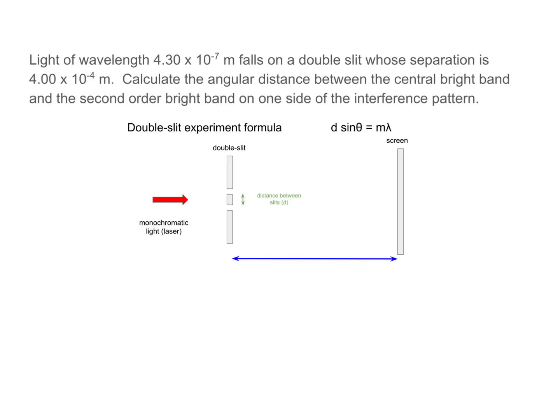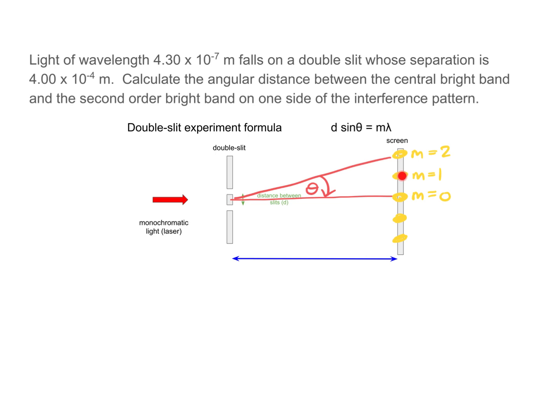So let's practice another example. In this case, we've got light of a specific wavelength, 430 nanometers, that falls on a double slit whose separation is 4 times 10 to the power minus 4 meters. Calculate the angular distance between the central bright band and the second order bright band on one side of the interference pattern. It's always handy to sketch it on a diagram, so we're trying to find this angle here, knowing that this is our central bright band just here, where m equals 0.